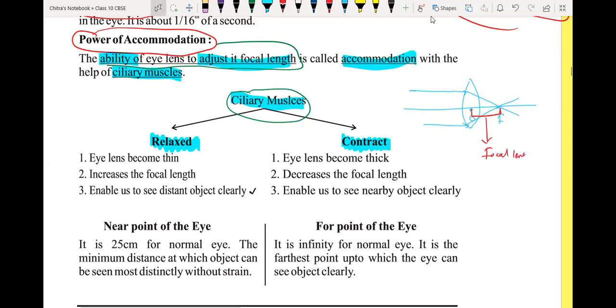Focal length. The distance from the optical center to the focus is called focal length. Understood focal length now?